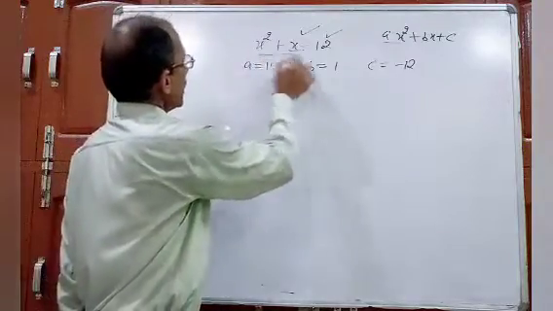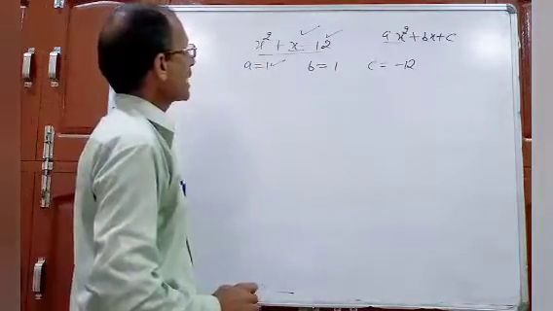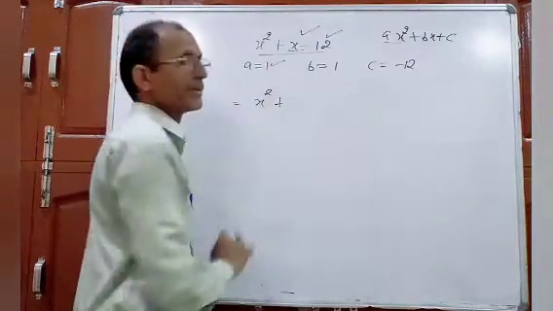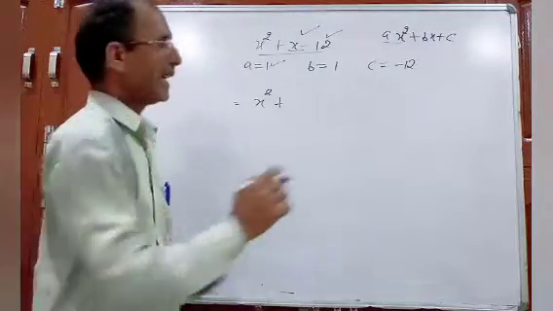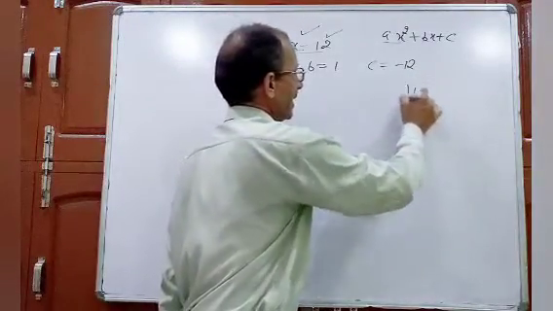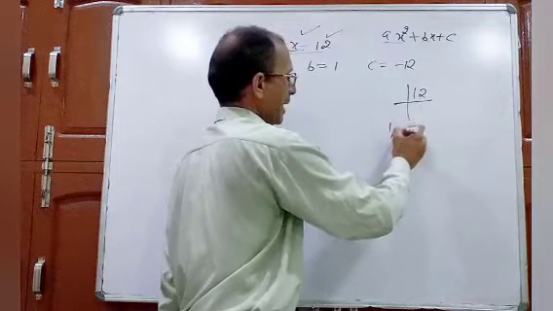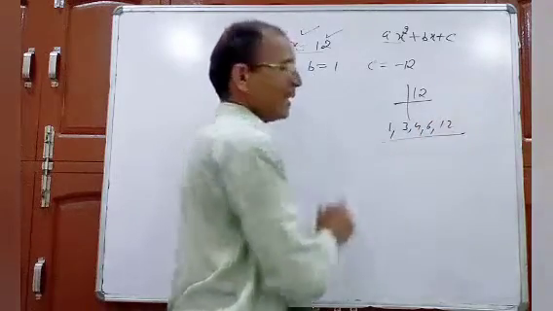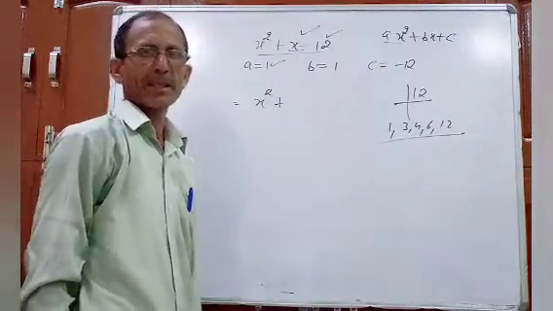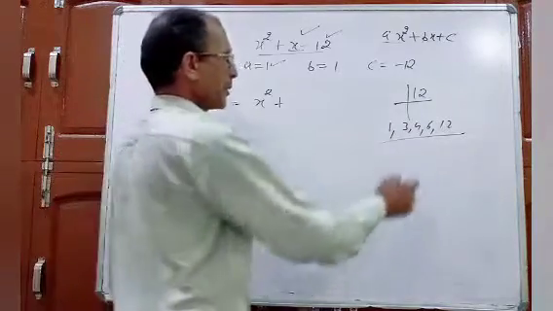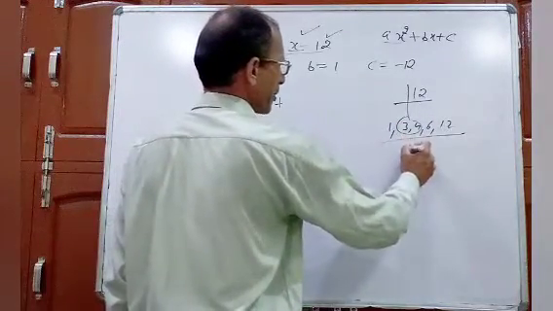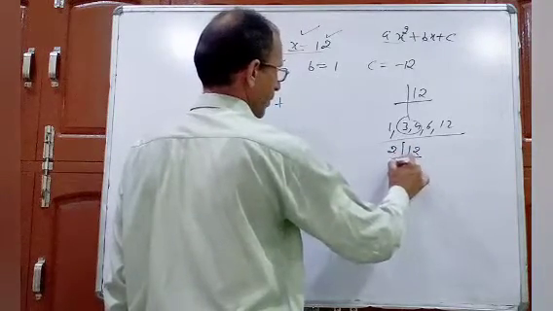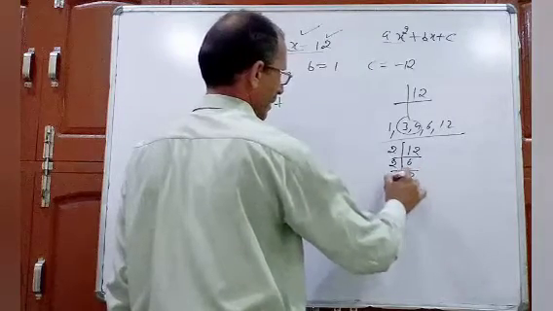So now the question is x square plus x minus 12. Now we will split the middle term. Sum should be 1 and product should be 12. So I told you to make the factors of 12. All the possible factors of 12 are 1, 2, 3, 4, 6 and 12. These are the possible factors, so you have to select. Or you can make the prime factors of 12: 2, 2 and 3.